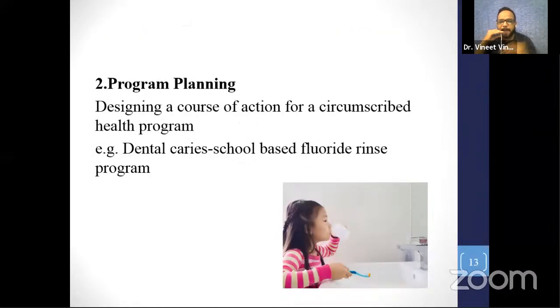Then program planning, designing a course of action for a circumscribed health problem. You want to conduct a fluoride rinse program in a school-based situation for dental caries. That is called program planning given by Spiegel.